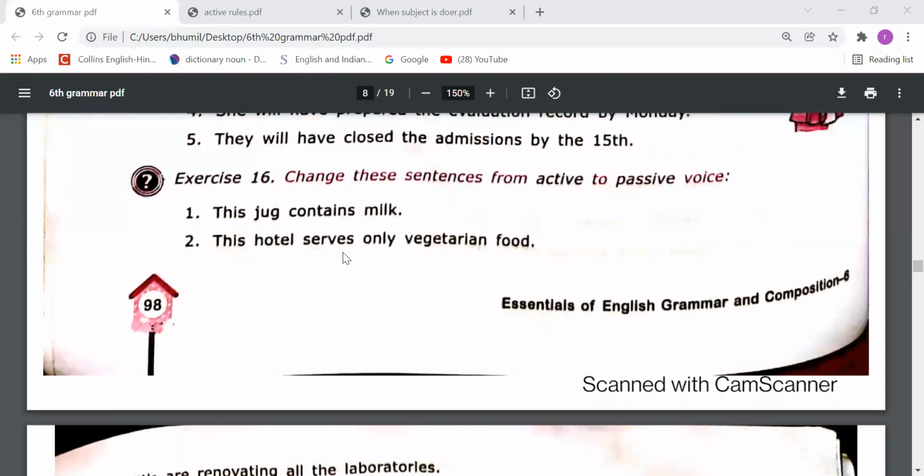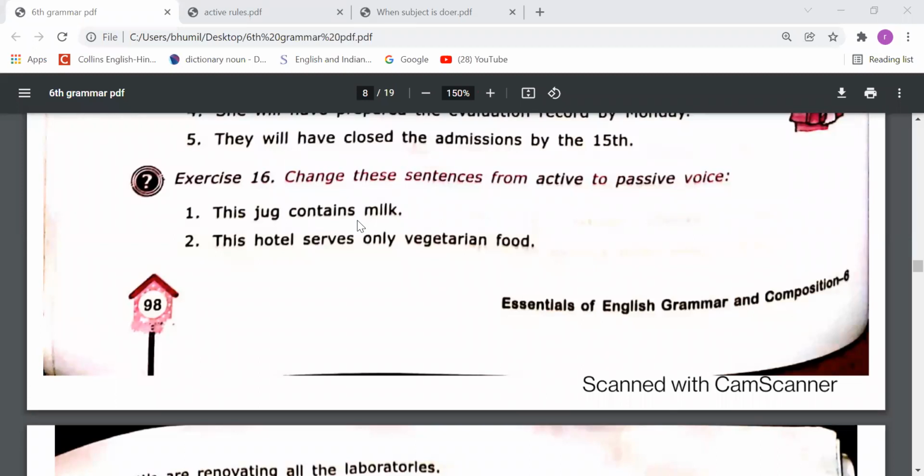So who will let me know about sentence number 1 of exercise number 16? The jug contains milk. First of all, dear students, you should be aware of the tenses. If you don't know the tense of that particular sentence, you will get difficulties, right? If you are unable to recognize the tense of the sentence, you will not be able to make active to passive sentences, because we should know what tense has been used in that particular sentence.